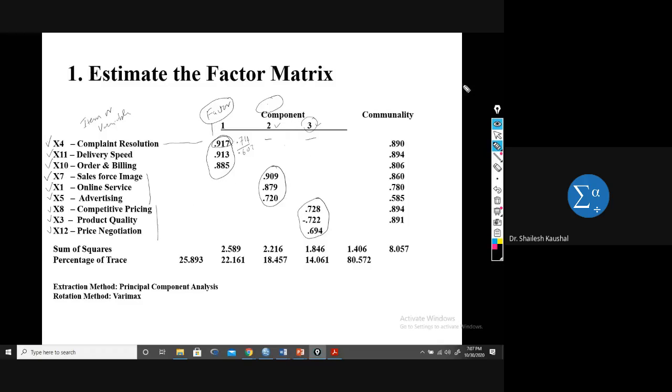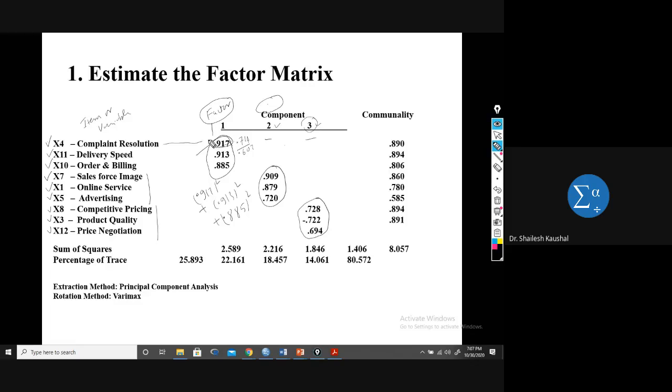What does variance mean? Here you can see the sum of squares. What is the meaning of the sum of squares? The square of 0.917, plus the square of 0.913, plus the square of 0.885, summed. So the square of the factor loading is known as variance.